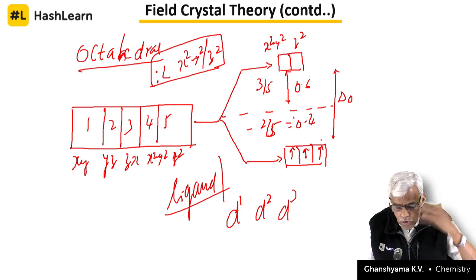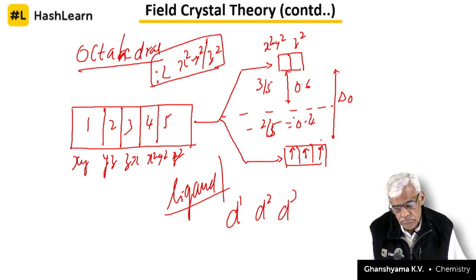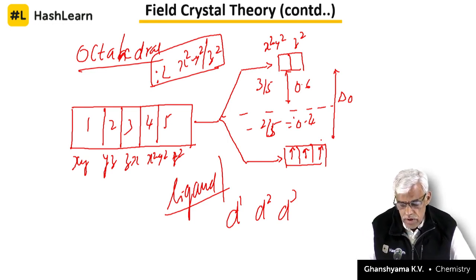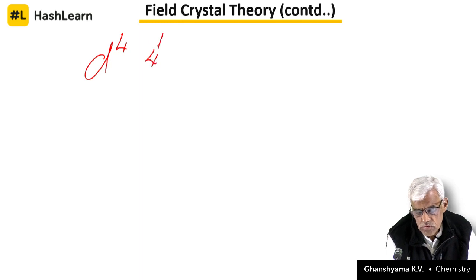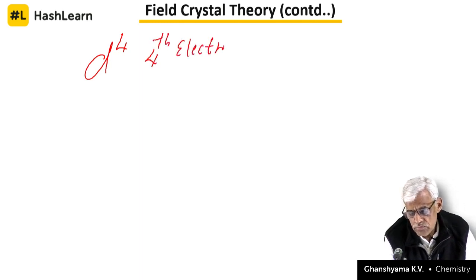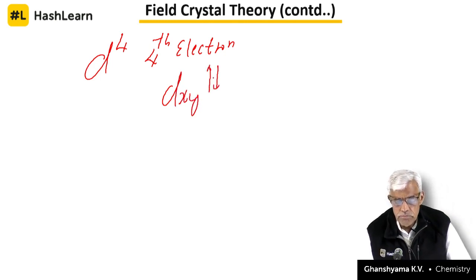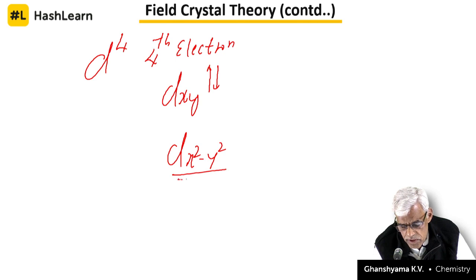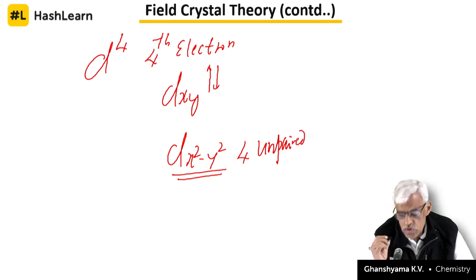Suppose the 4th electron is there in the d subshell. Then it has 2 options. The 4th electron, d4, can go to dxy to form a pair, or it may go to the higher level dx square minus y square, having 4 unpaired electrons. 2 chances are there, so I will write them again.